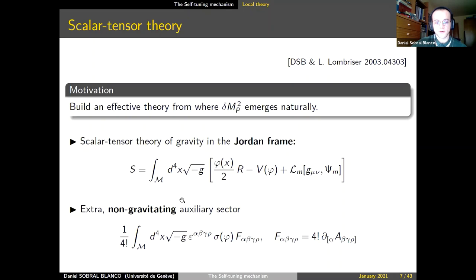What we have to add to this action is an extra ingredient which takes this form here, which includes a non-linear arbitrary function of the scalar field and an auxiliary field strength, which takes this definition here, where A is a free-form gauge field. But this will not have any dynamics at all. This is just an additional field that we will introduce in order to render the dynamics of this field constant in the domain of the action, which is the next thing I'm going to explain to you.